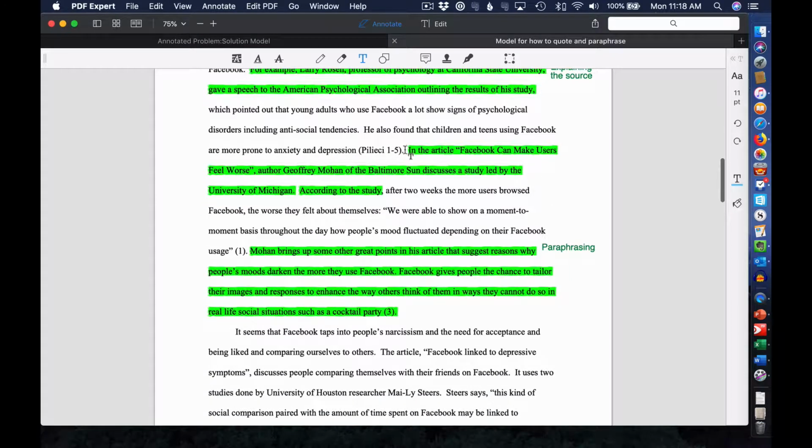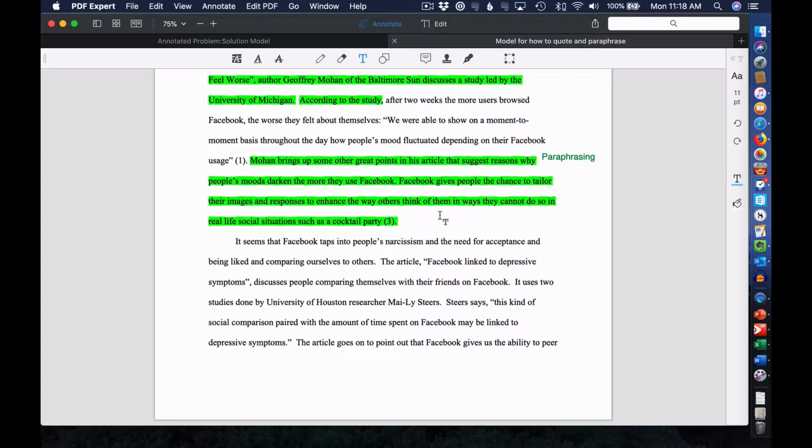Down here's another instance of her using, in the article, Facebook can make users feel worse, author Jeffrey Mohan of the Baltimore Sun, she includes the publication in there, discusses a study led by the University of Michigan. So she puts all of that information in there again. And again, there's another example of paraphrasing. She puts the author, Mohan, and then she paraphrases, not quotes. She's putting information in her own words, but she's still giving credit where it's due, and she's saying she got this information from page 3 of the article Mohan wrote.